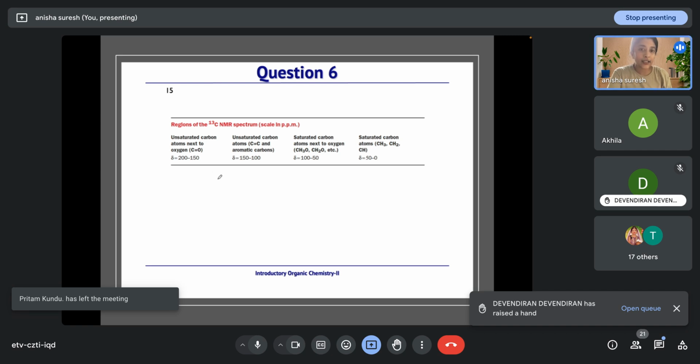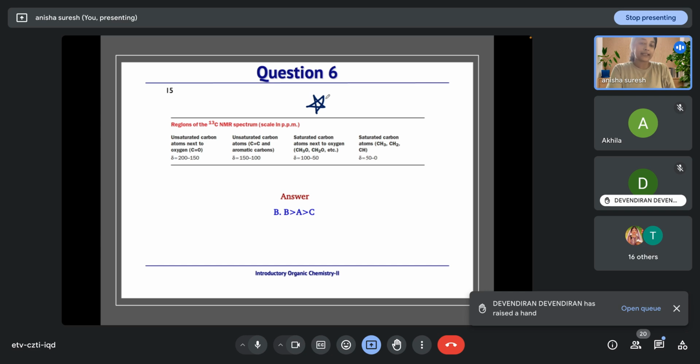As we can see, this is the chart that we should follow. So try to memorize this chart. So the saturated carbon atoms like CH3, CH2, CH, etc. will be coming in the region of 0 to 50 ppm. Then saturated carbon atoms which are next to oxygen like OCH3, OCH2, etc. will come in the region of 50 to 100 ppm. And like C double bond C, unsaturated olefins and aromatic carbons, they will come in the region of 100 to 150. And unsaturated carbon atoms which are next to an oxygen, that is carbonyl groups, they will come in the region of 150 to 200. Okay, so this chart is important, and our answer is option B, where B greater than A greater than C.